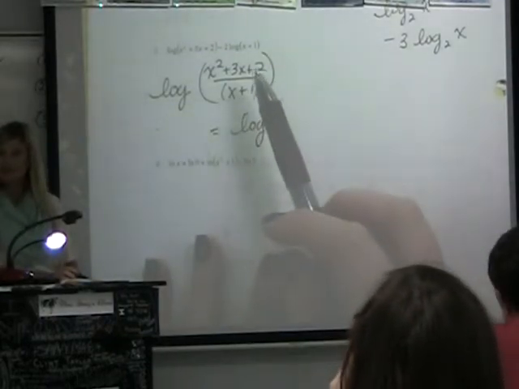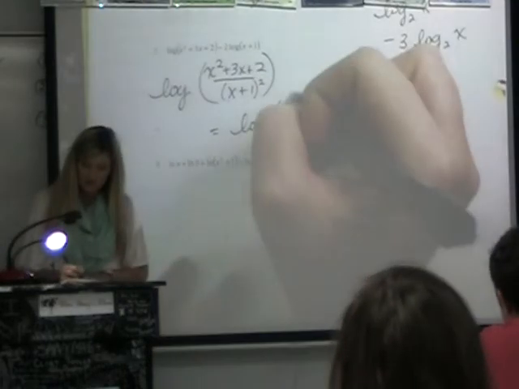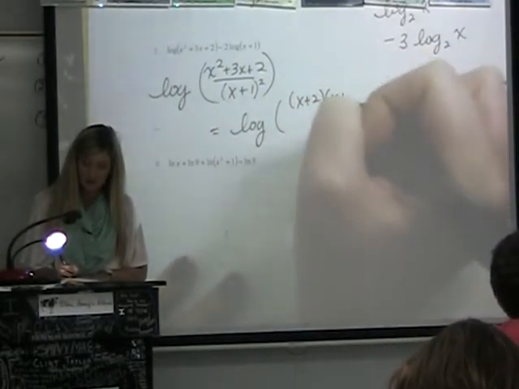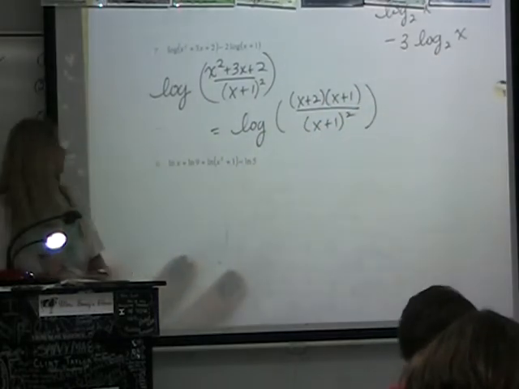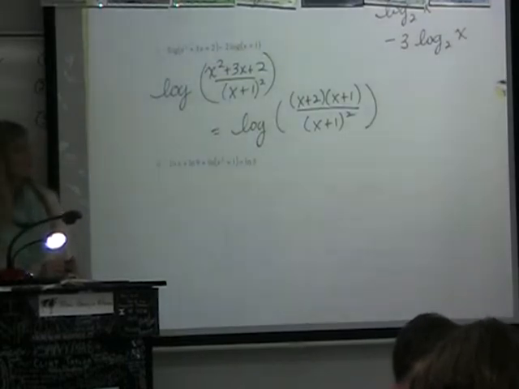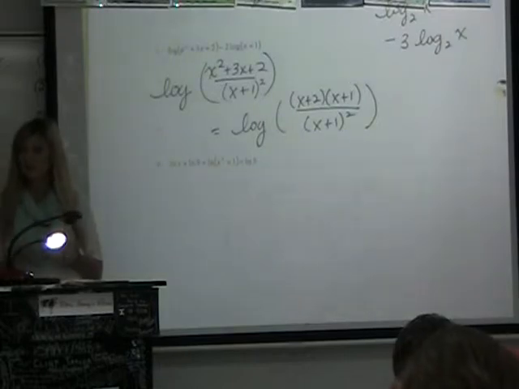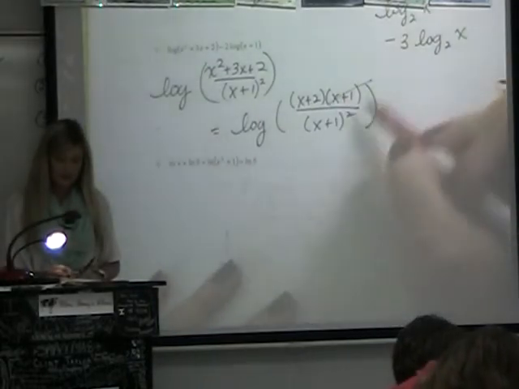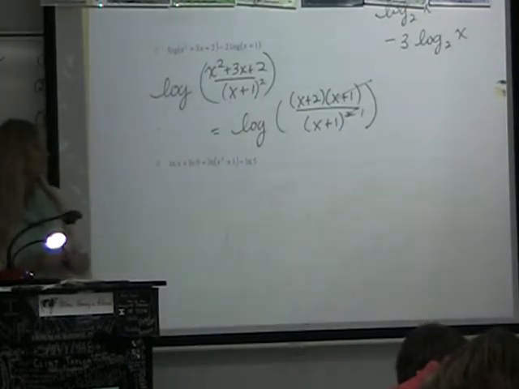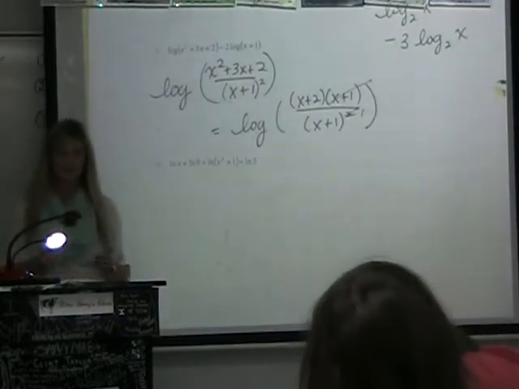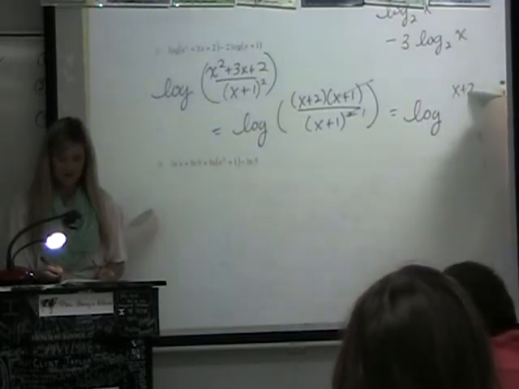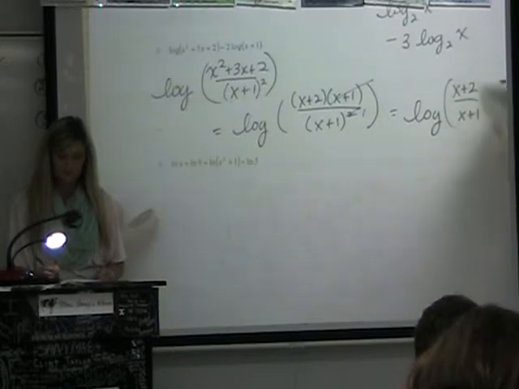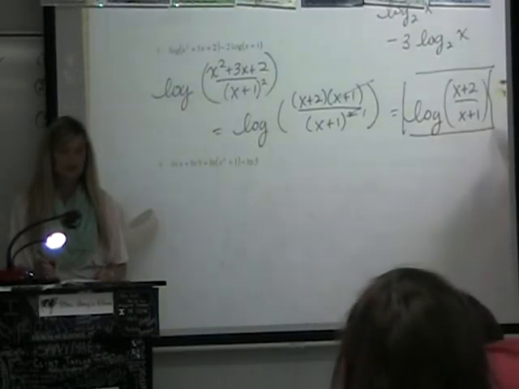All right, so I'm going to factor my numerator. My numerator is going to factor to be x plus 2 times x plus 1. And my denominator is going to be x plus 1 squared still. And hopefully everybody can see that an x plus 1 is going to divide out. So I divide out an x plus 1 on top, an x plus 1 on bottom, and that makes it x plus 1 to the first on the bottom. And that leaves me with log of x plus 2 over x plus 1. And that's pretty much as far as I can go.